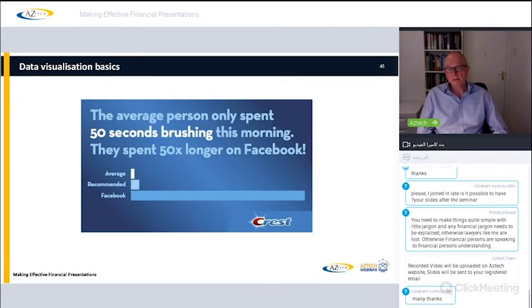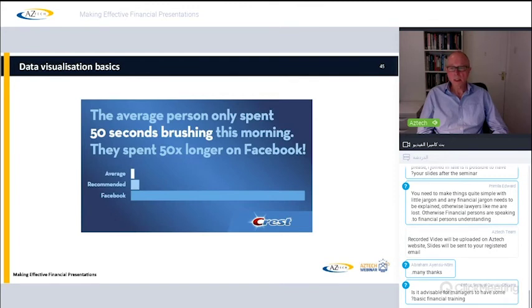This was published by Crest in the UK. I think Crest is part of Unilever. It's a toothpaste brand. And they published this in some magazines a while back to illustrate the point that the average person only spent 50 seconds brushing their teeth this morning. They spent 50 times longer on Facebook. The data visualization tells the story in half a second.